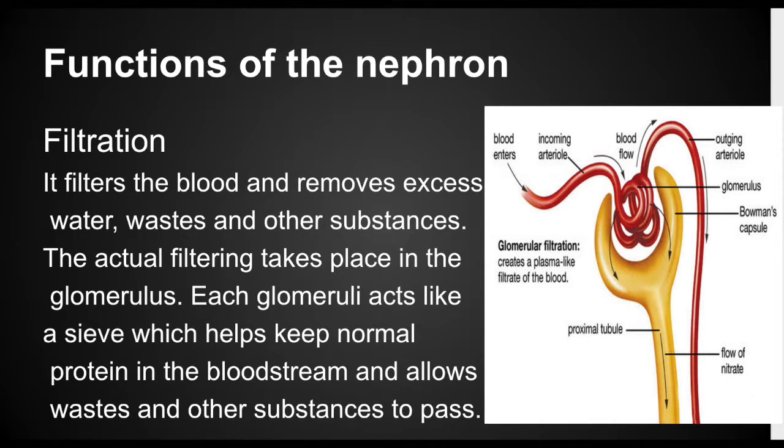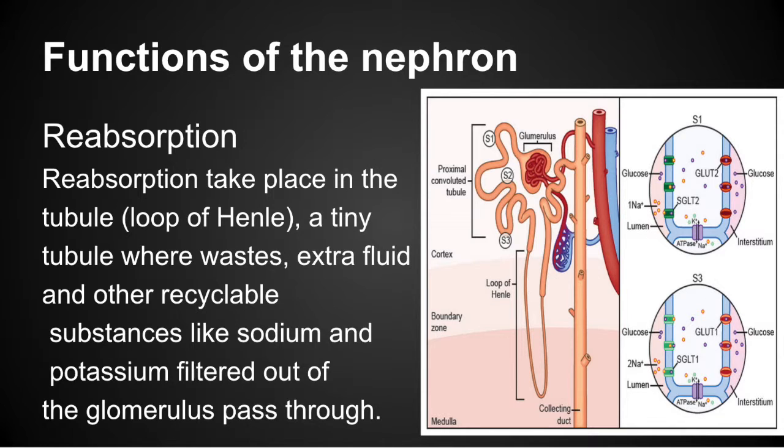The first function of the nephron is filtration. The nephron filters the blood and removes excess water, wastes, and other substances. This process occurs in the glomerulus, which is found in the Bowman's capsules. Each glomerulus acts as a sieve which helps keep normal protein in the bloodstream and allows waste and other substances to pass.